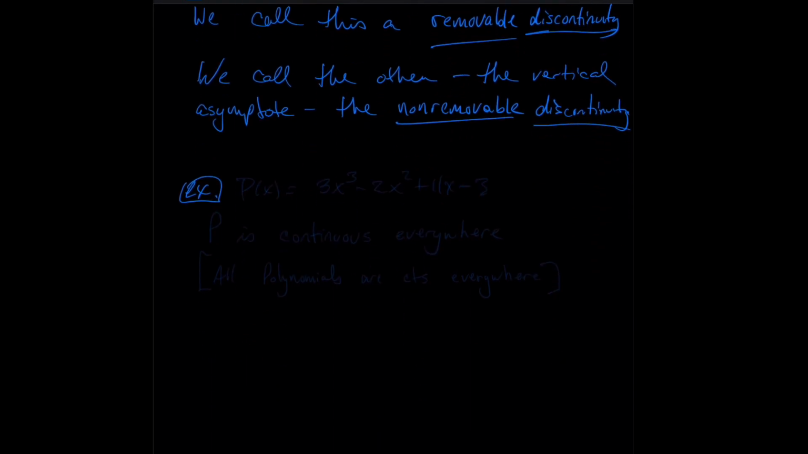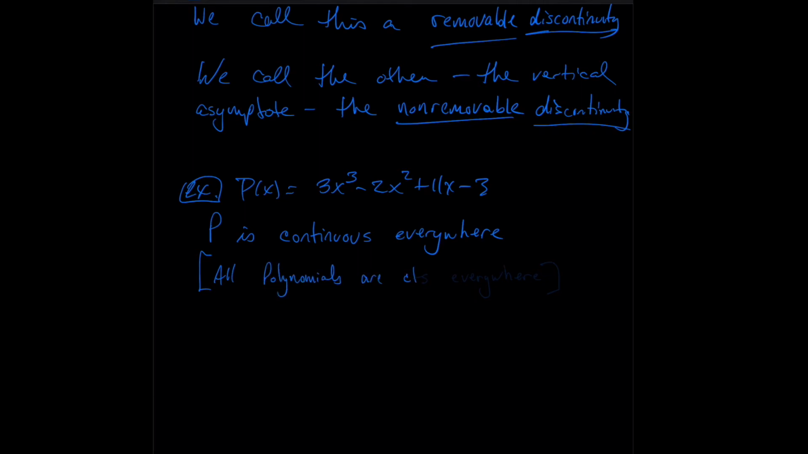Alright, lastly, for the normal functions, we'll take a look at p of x is equal to 3x cubed minus 2x squared plus 11x minus 3. And this is a polynomial, so it's continuous everywhere. All polynomials are going to be continuous everywhere. And all rational functions are going to be continuous everywhere they're defined.